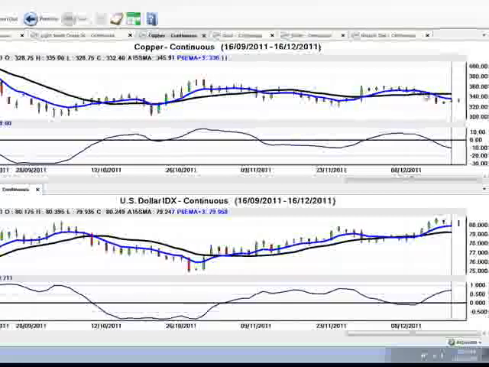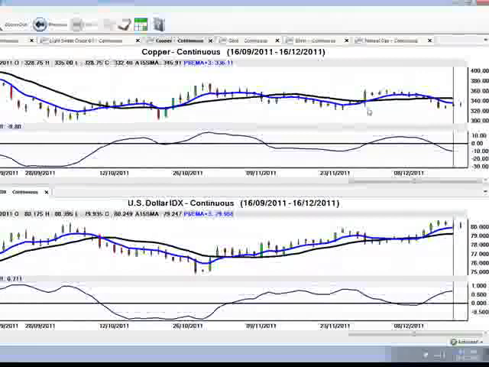Copper is now crossing to the downside, and again, very similar to what we saw after the last European stuff in October. So copper starting its descent down, and again, we are not even remotely oversold on copper. Another leading indicator to the global economy.